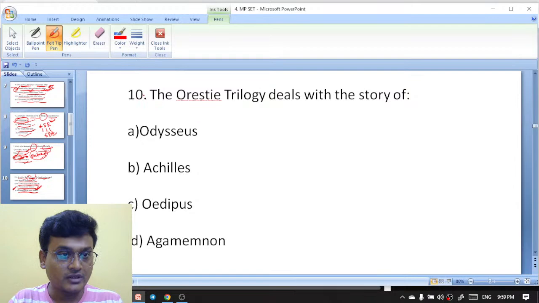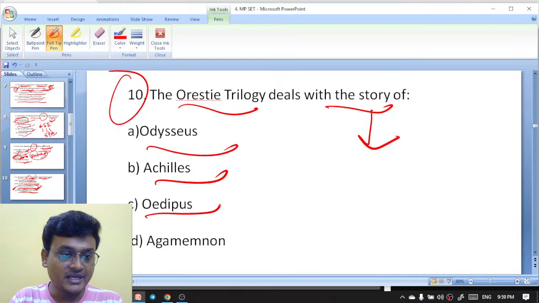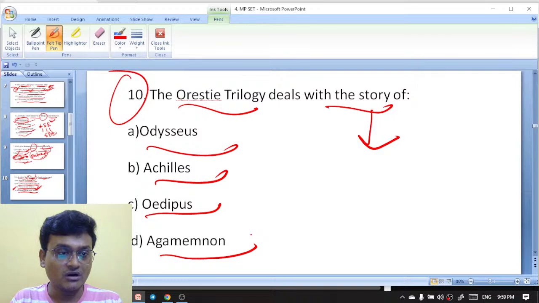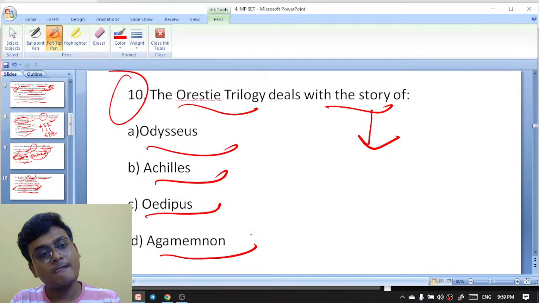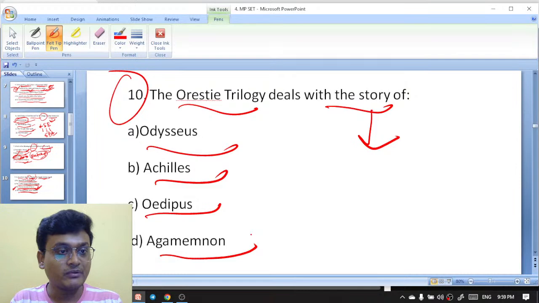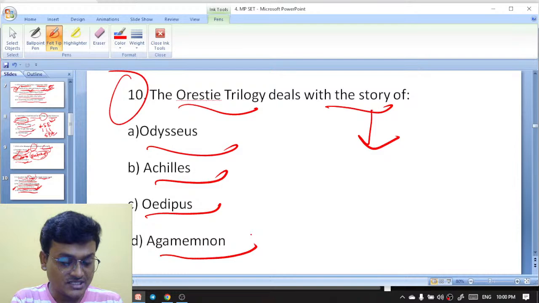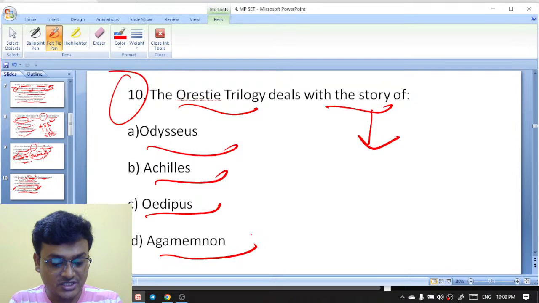The Oresteia trilogy written by Aeschylus deals with the story of Odysseus, Achilles, Oedipus, or Agamemnon? Earlier I had discussed these questions when I was explaining them. Excellent. It deals with the story of Agamemnon.